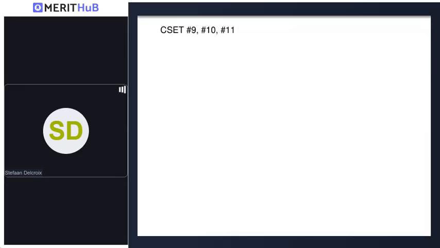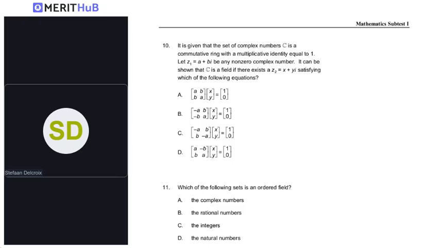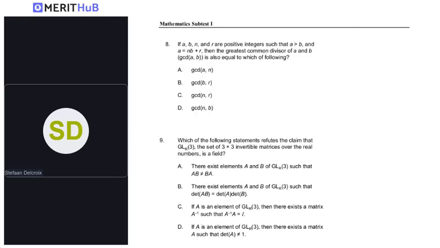So let's have a look. There's 3 questions from the cset I could find. Let's see what they are about and what we can do on that. And then we're done. So cset 9, 10, and 11. Let's do 9 and 11 first.